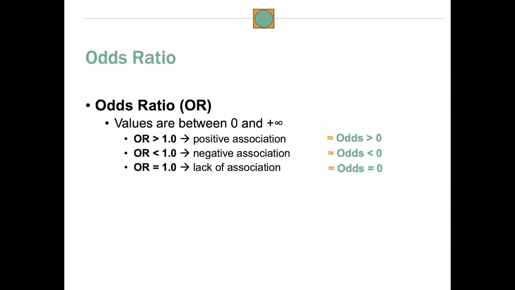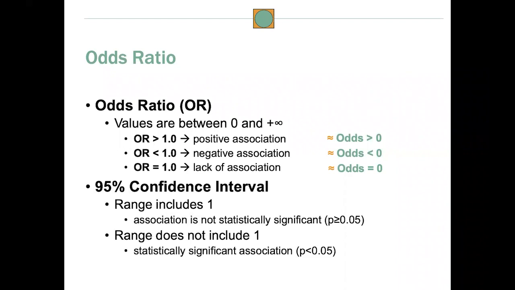So the positive logistic association, which is when the OR is greater than 1, corresponds with a positive logit association when the odds is greater than 0. Similarly, a negative logistic association, when the OR is less than 1, corresponds to a negative logit association when the odds is less than 0. And when the OR equals 1, that corresponds to when the odds is equal to 0, and they both indicate no association.